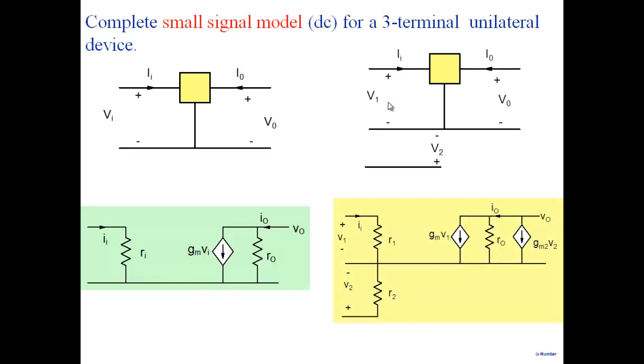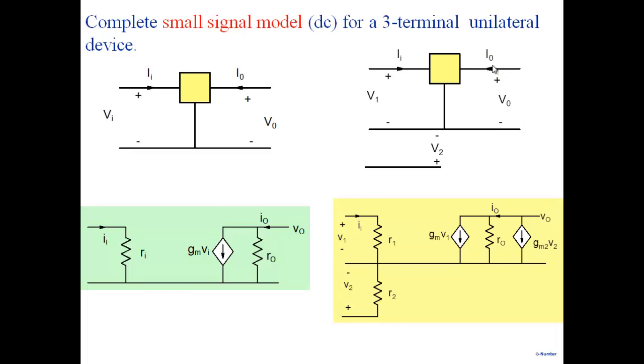And from the input side, we are assuming some input resistance R1 here, and here some input resistance R2. We are taking this particular terminal as a common. So this becomes a small signal model for a 4-terminal device.